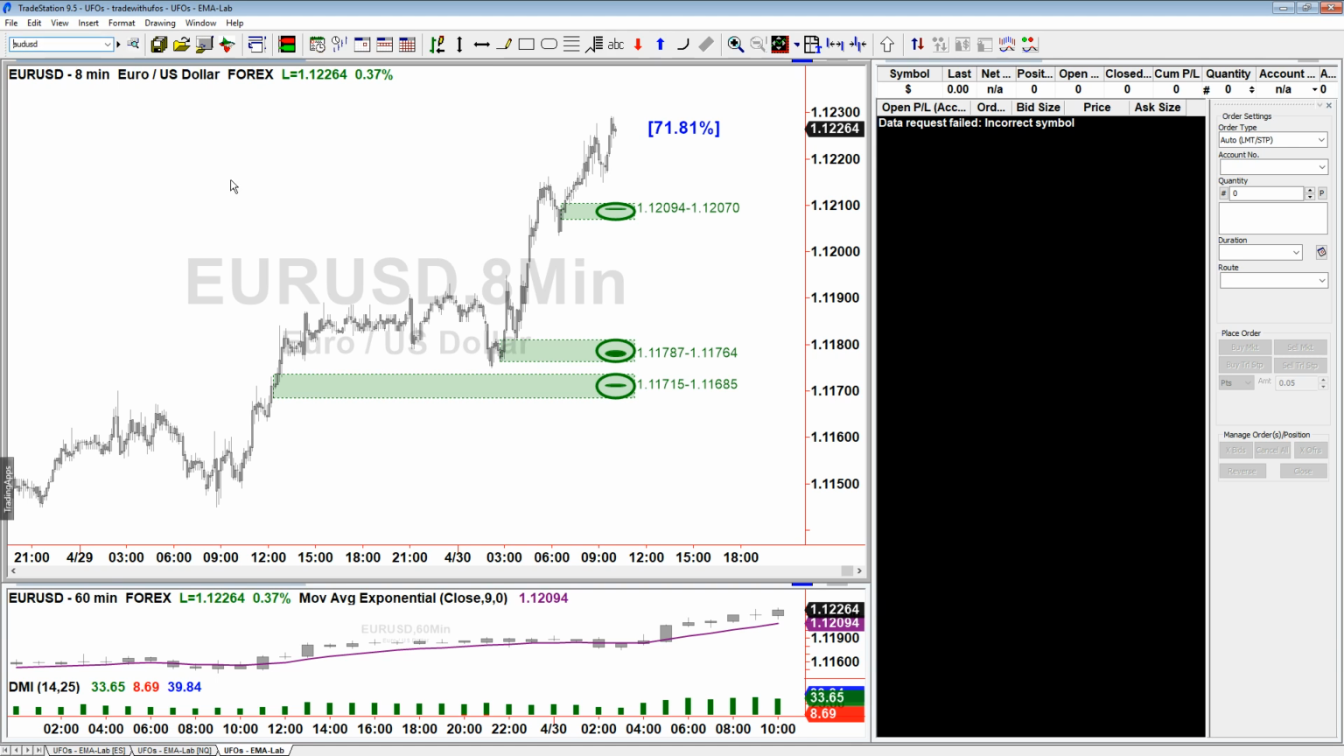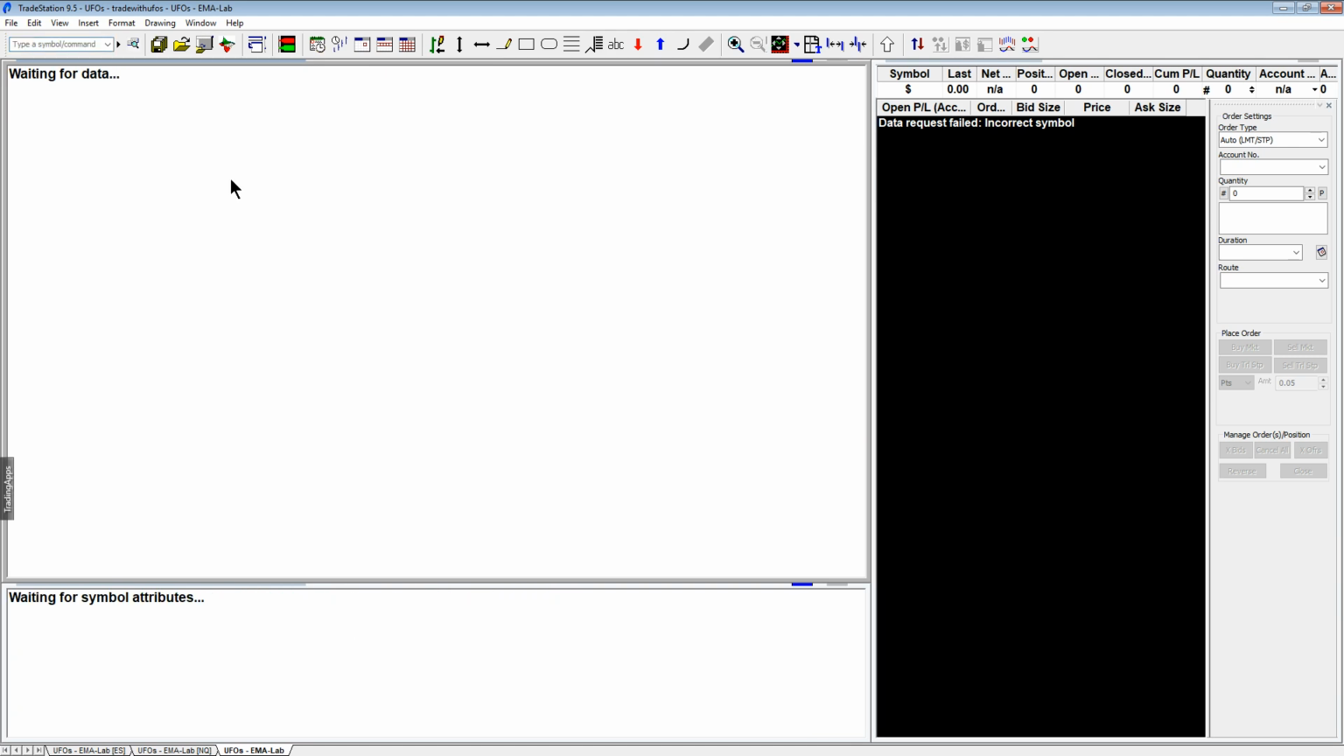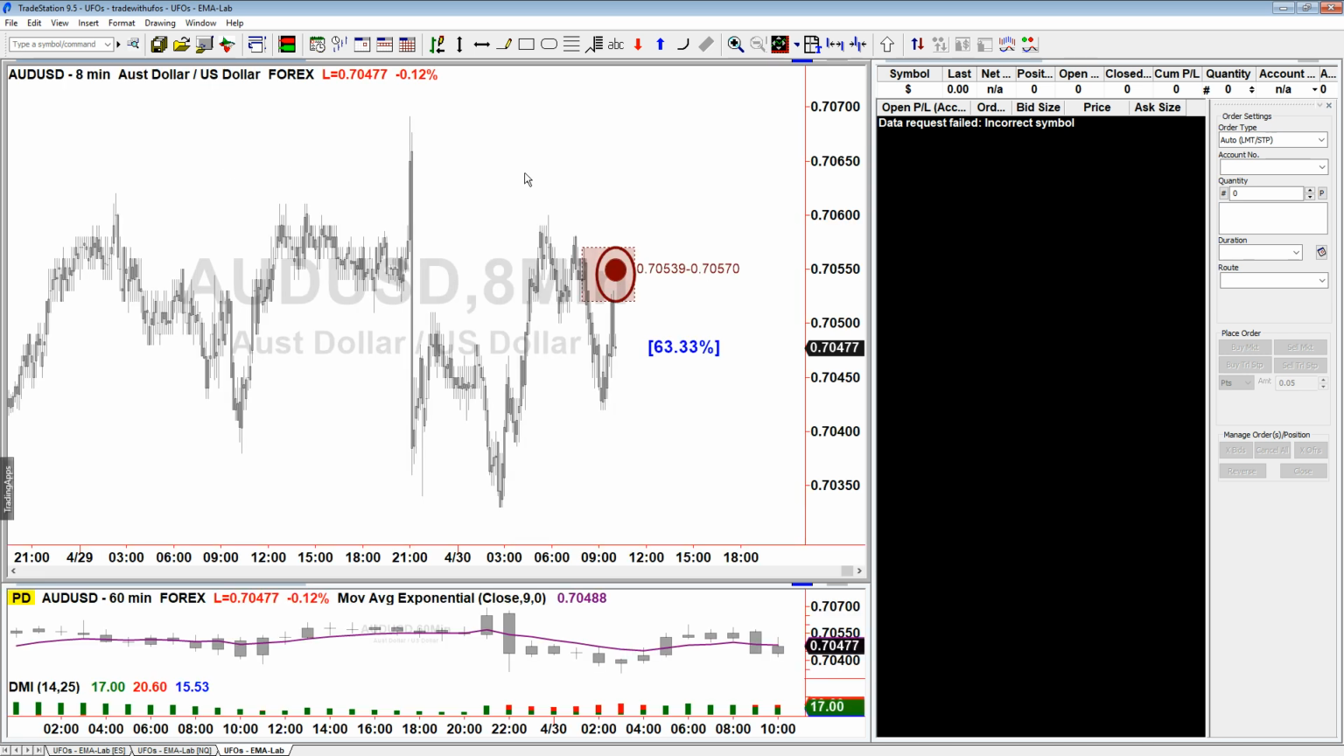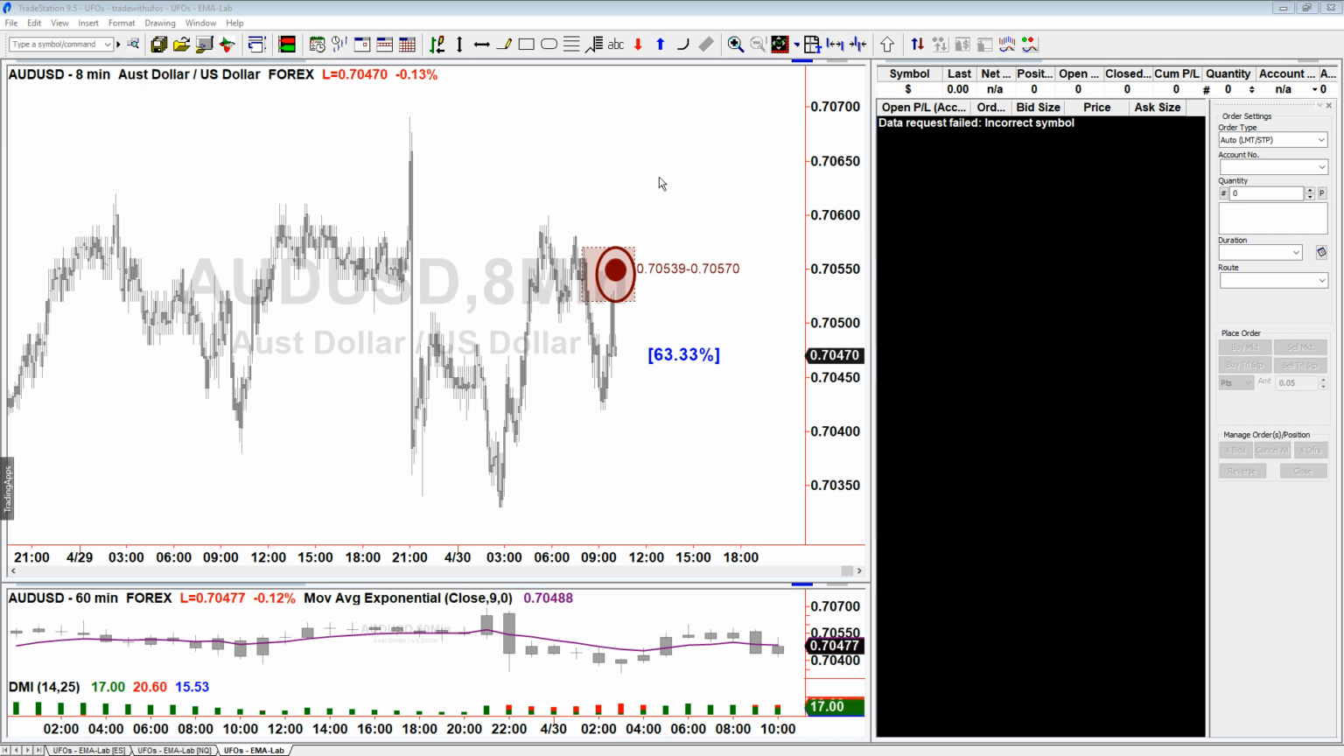Australian dollar, US dollar. Okay, I'm looking at the majors. So what do we have? We have a close below the average, strong downtrend. Price came into the UFO. Okay, so we are a little late here. Again, this trade could have been used if we had planned this trade 20 minutes ago. This could have been an entry. Unfortunately, we are late to the party, so I will go for the next one.